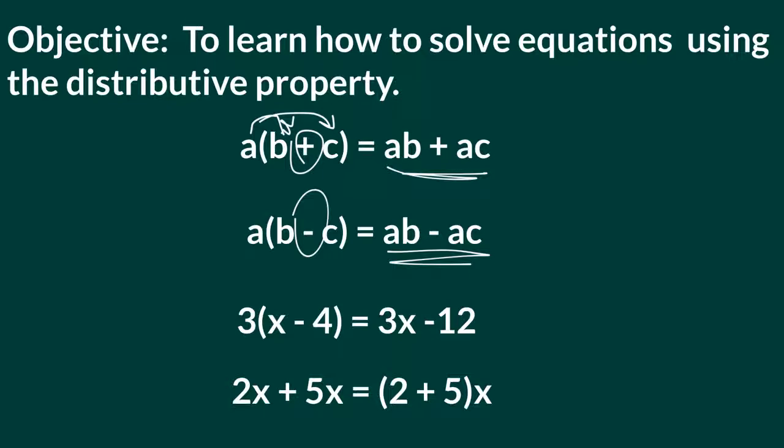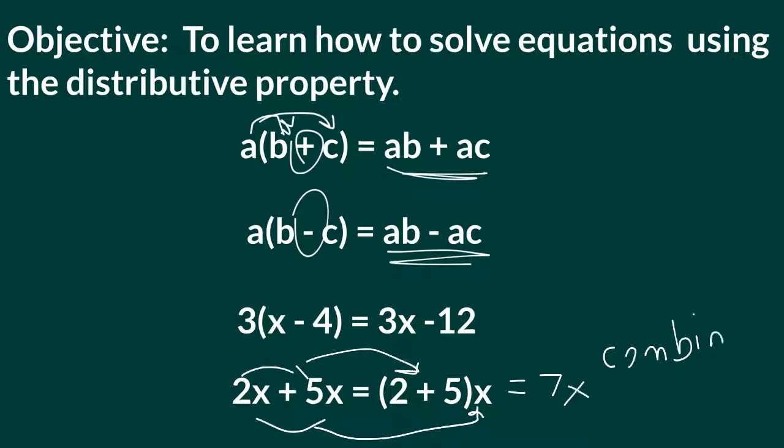Another example is the reverse property here, where we've got 2x plus 5x. We can take the x's, pull them outside as x outside of a set of parentheses. And then this would become the 2 plus 5 inside of parentheses. This would then simplify to just 7x. And this is also known as combining like terms.